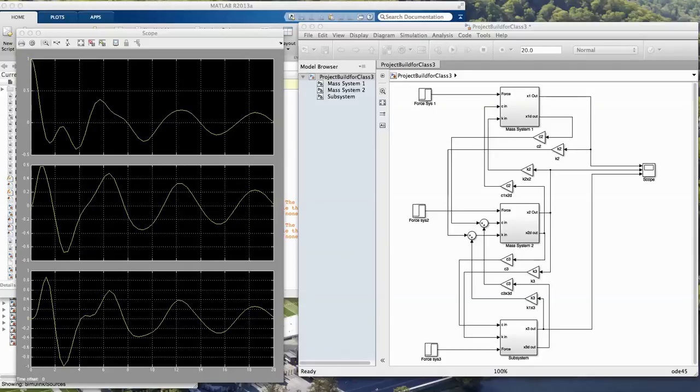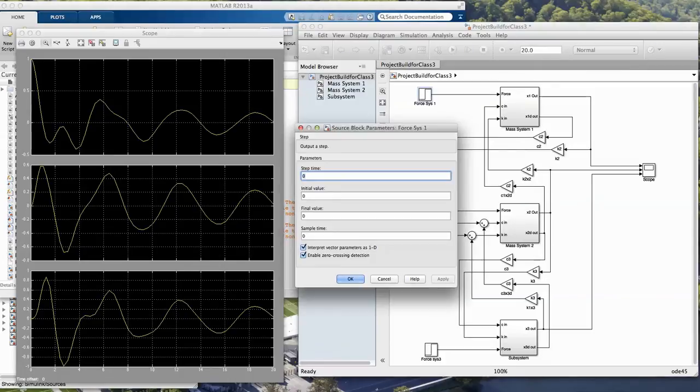Okay, you gotta get the short version tonight. I've built this system. The forces I've set them all to 0 right now, and you can see that.